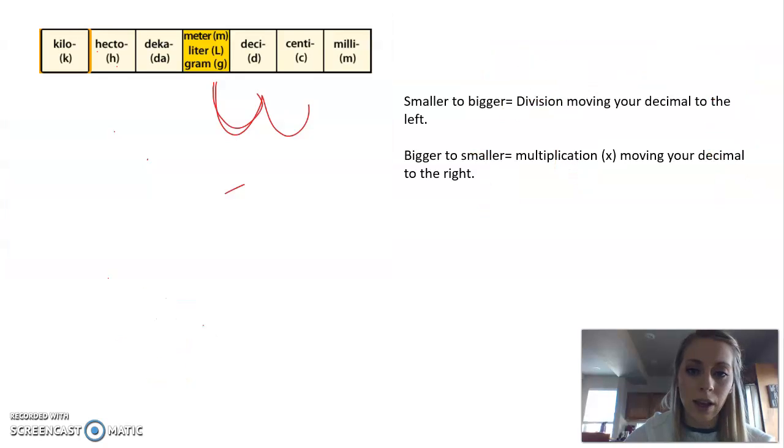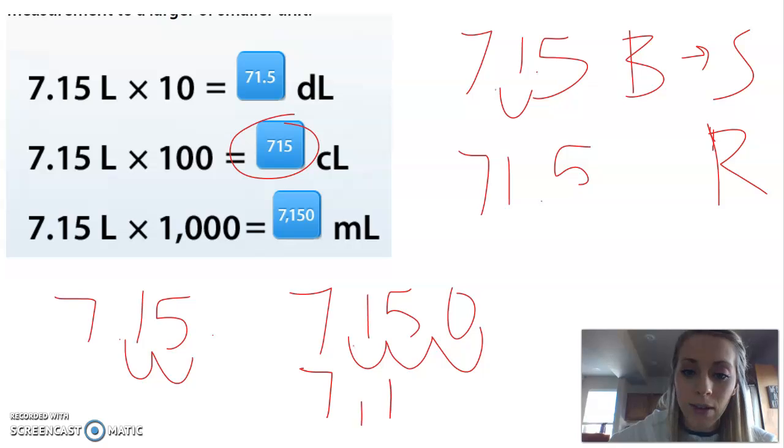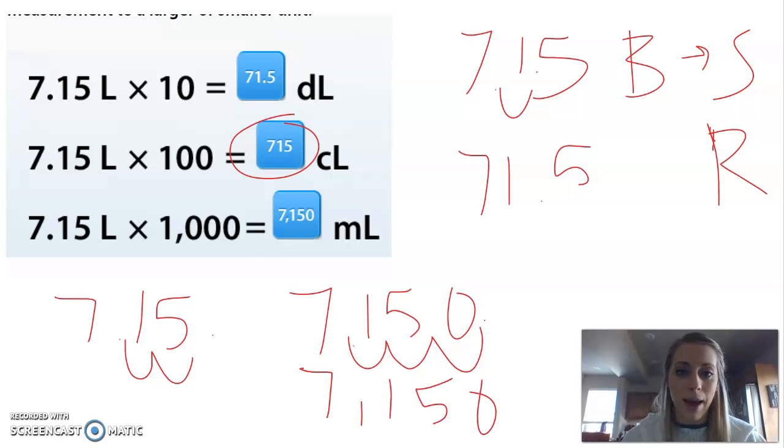This time we're going even farther to milliliters. We're going from liters to milliliters. We go 1 loop, 2 loop, and a 3rd loop. We do 7.15, and I see there we go 1 loop, 2 loop, and a 3rd loop. My new number is 7,150 because that assumed decimal is right there at the back, okay?